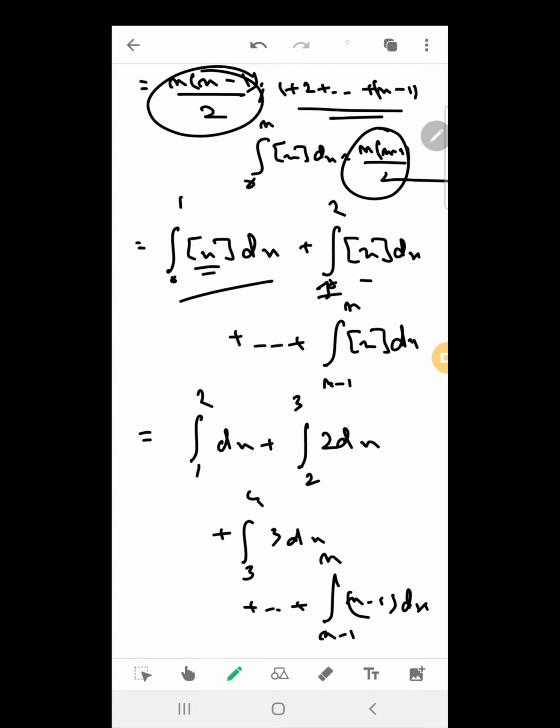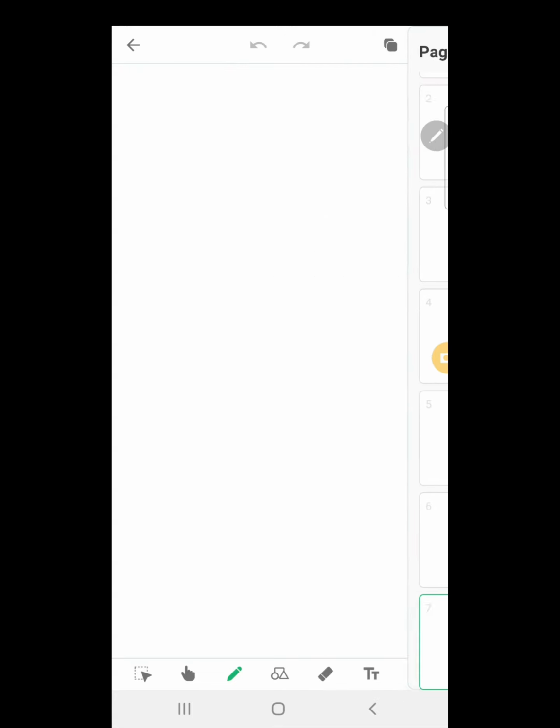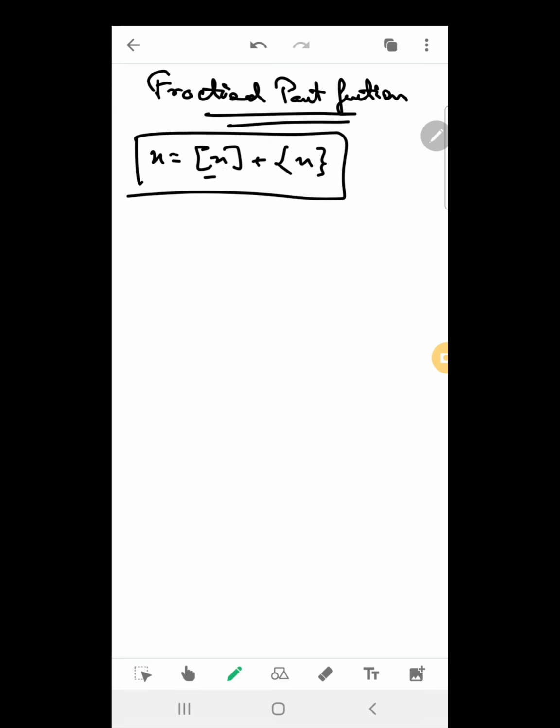Okay, fractional part function, this is also quite interesting. So under the fractional part function, what do you have? Basically, a number is made up of its greatest integer function plus its fractional part function. Clear? Got it?